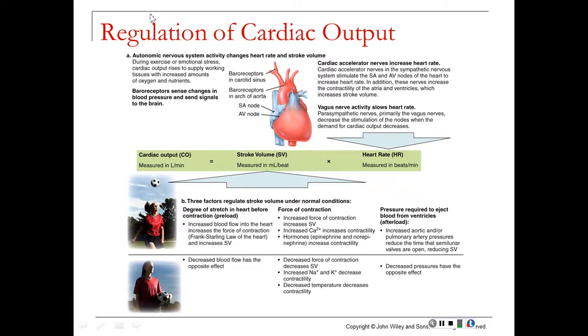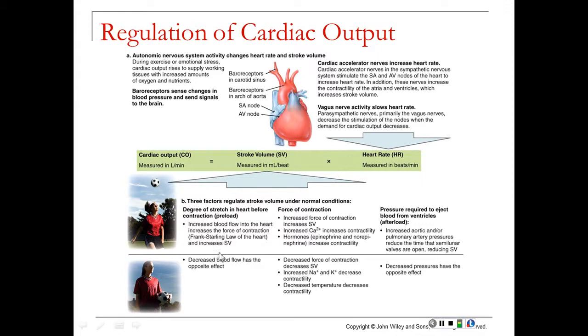We'll start up here. The autonomic nervous system can change heart rate as well as stroke volume, with different receptors receiving input. The baroreceptors within the carotid arteries as well as the baroreceptors in the aorta send information to the brain saying the blood pressure is too high or too low. And then, of course, the medulla oblongata regulates the stroke volume and heart rate. There are cardiac acceleratory nerves, which are going to increase the heart rate, and the vagus nerve activity is going to slow the heart rate. Vagus, of course, being parasympathetic innervation.